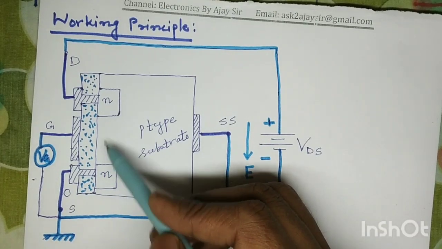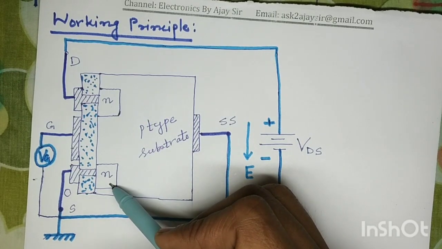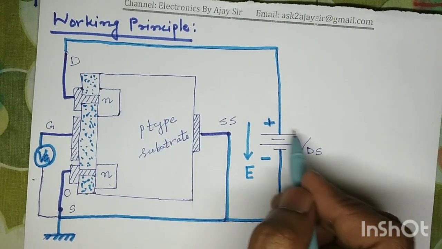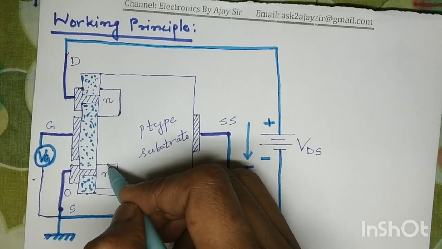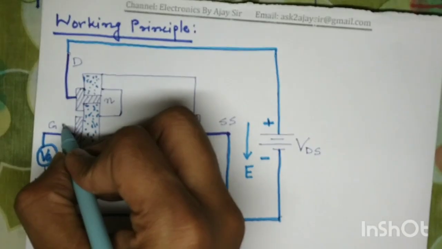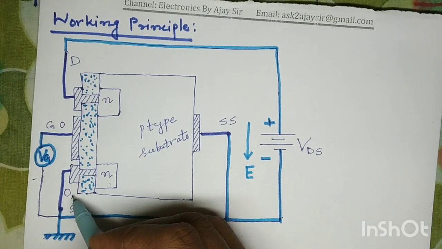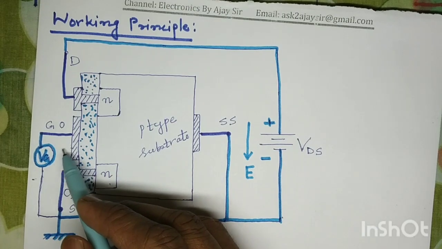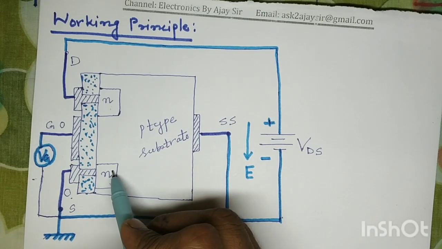Now in this structure there is no channel between this n-type region and this n-type region. So even if the VDS is positive, since there is no channel, no current conduction will take place. If I consider the gate at zero potential and the source also at zero potential, the difference between the gate potential and the source potential is 0 volt. In this condition there is no channel between this n region and this n region.